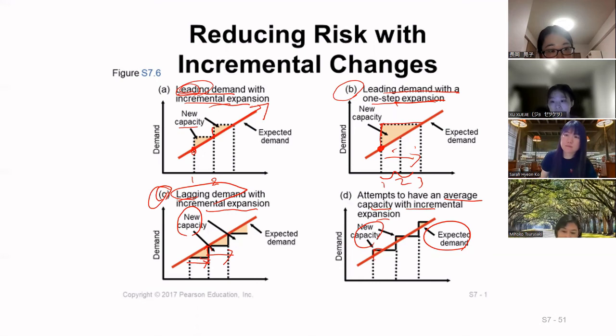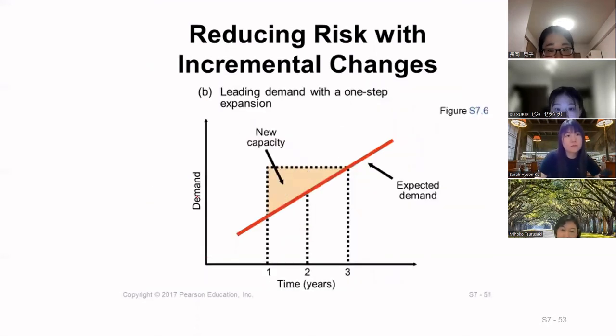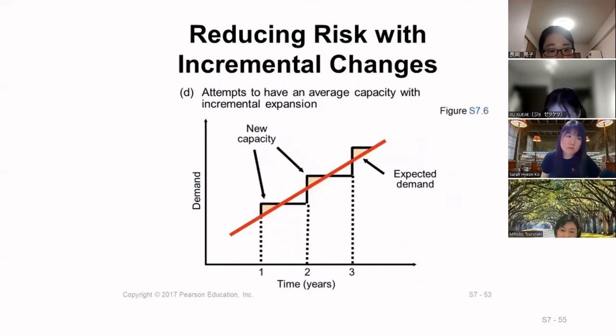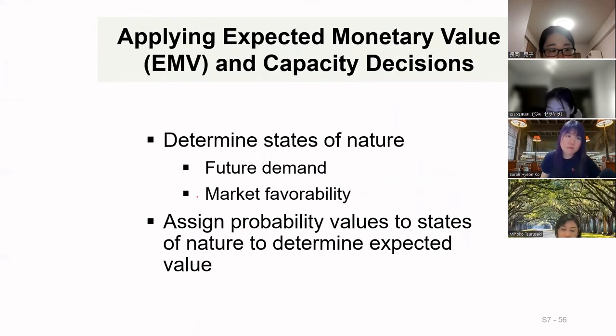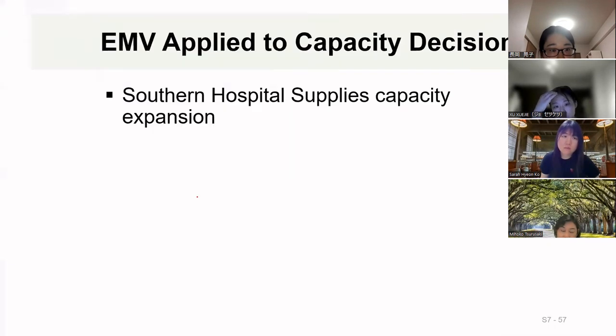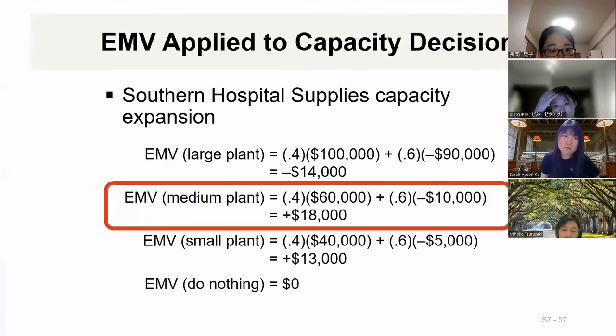If you want more detailed analysis of capacity, this is the same thing I explained just now. Or you can use a probabilistic model to determine your capacity decision, using expected monetary value. You can use expected monetary value when you invest in a large plant, where of course the investment is big, or a smaller plant. So there are different decisions: do nothing, which means no monetary return, small plant, medium plant, large plant. This is a mathematical model that compares capacity expansion options, so there are mathematical models as well.